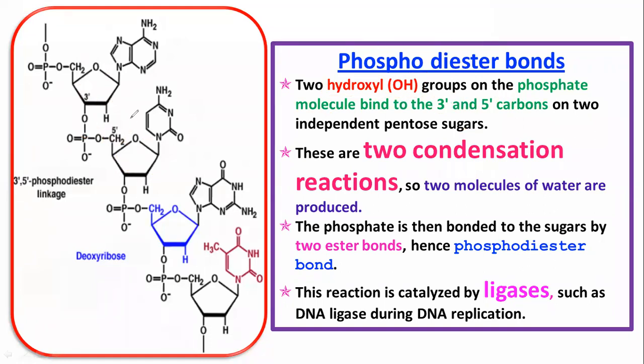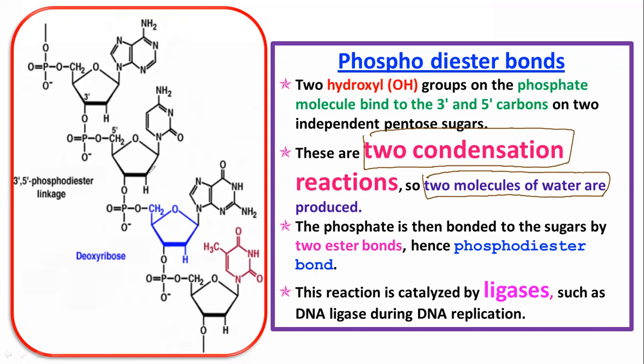Okay, now what you need to check? You need to check that the pentose sugar has its 3 carbon attached to the phosphate group, and look here, the 5 carbon of the other pentose sugar. So there are two independent pentose sugars, number 1 and number 2. So what you are making in between them, you will find that there are 2 hydroxyl groups here, which you will be using to make a bond. These are 2 condensation reactions taking place here. So at the end, you will find that 2 water molecules will be produced from here. So that will be the production of 2 water molecules.